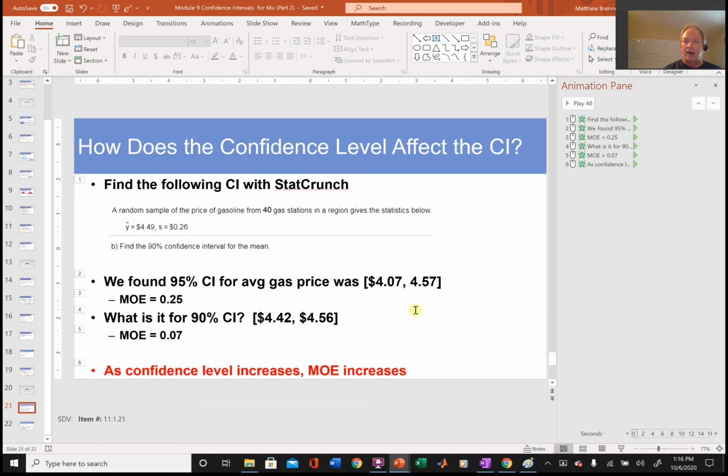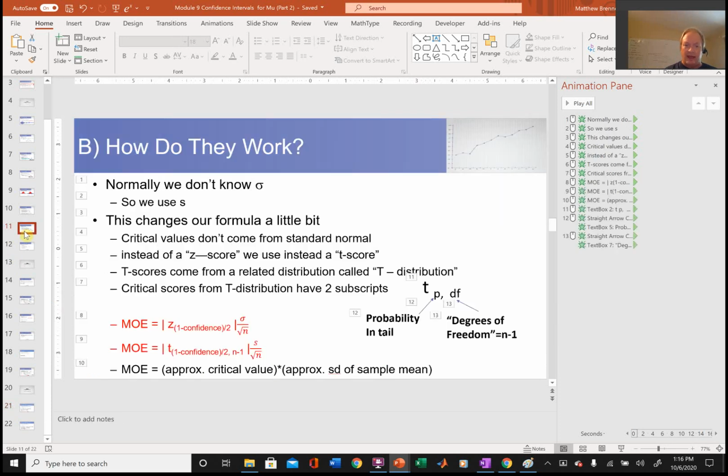Okay. Now the reason why, if you go back and you look at the formula, we can understand why that is, right? As the confidence level increases, the area in the middle increases, and what happens is those scores that bracket the area that contains the confidence level get moved out. The Z or the T score gets larger. So as the critical value gets larger, this is what's actually going on. The confidence level's controlling the critical value, right?